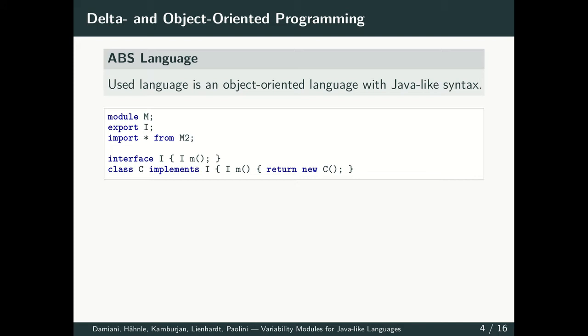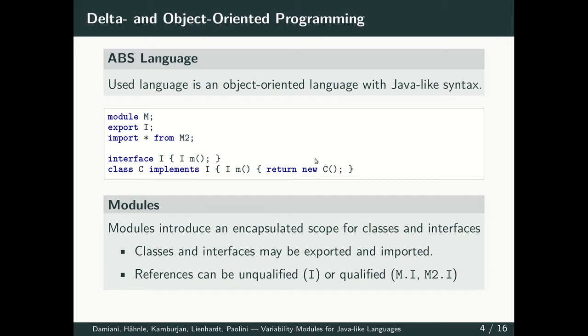As the basis, we use the ABS language, but you can imagine to use any other object-oriented language with Java-like syntax and modules. Here's a small example. We have a module, which is called M. We have import and export clauses, which declare what elements are exposed to the outside and which elements from other modules I'm able to use. And then we have elements inside of the module. So here we have an interface and a class. The content of these elements is not that important, except there must be some kind of reference to other elements, for example, via types, or here in the new expression.